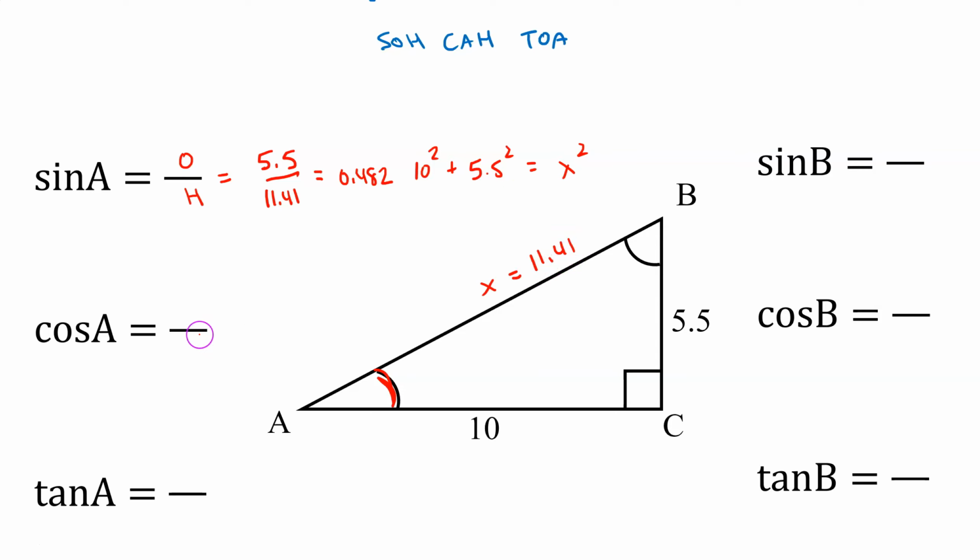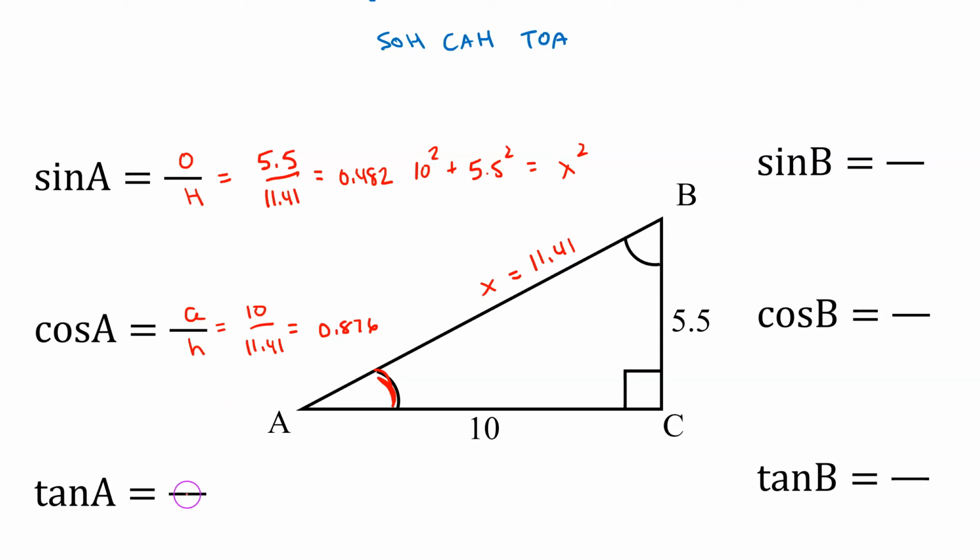All right, let's look at cosine. We're still working with angle A. Cosine is CAH from SOHCAHTOA. So cosine is adjacent over hypotenuse. The adjacent side to angle A is 10, and the hypotenuse is still 11.41. And when you calculate that out, you end up with 0.876.